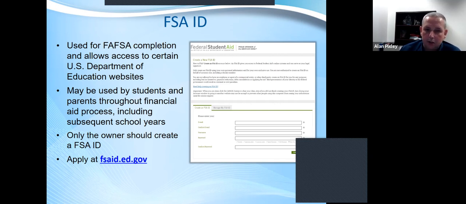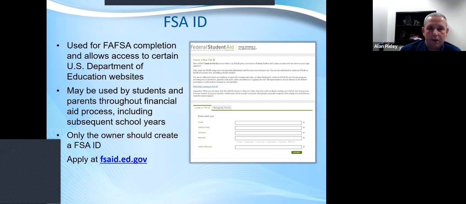If you want to take out a student loan, you're going to have to do entrance counseling and sign a master promissory note. That's going to happen with an FSA ID. It's also something you're going to use every year, because you have to do the Free Application for Federal Student Aid on an annual basis, again, as early as October 1 of every year.